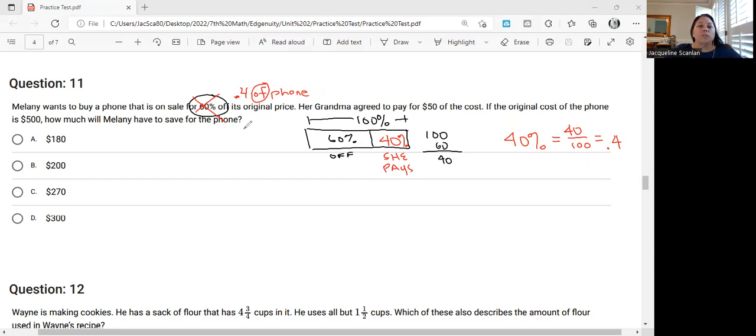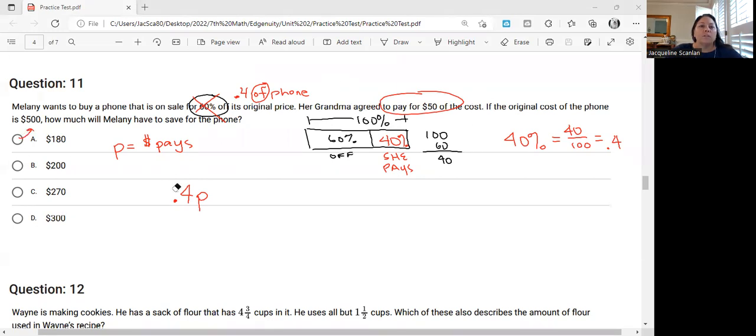Okay, so we are going to start to create our equation. I'm going to use the variable P for the cost of the phone, P for phone. So P is going to represent how much she has to pay, the dollar amount she pays. I'm going to create my equation by saying she's going to pay 40%, which is 0.4 of the phone times P, the cost of the phone. But her grandma is going to pay for $50. So she is going to have $50 less than that total cost of $500.